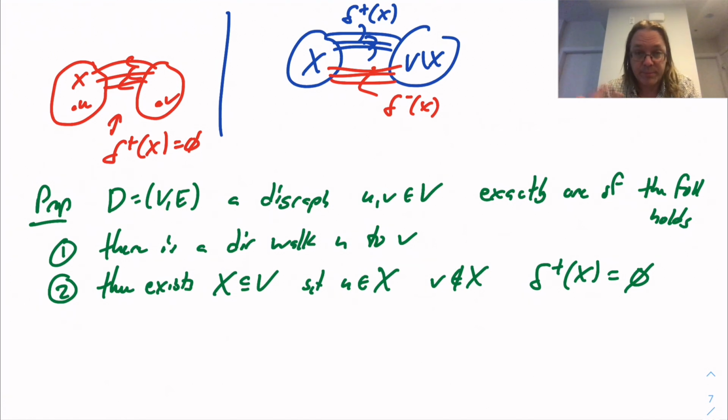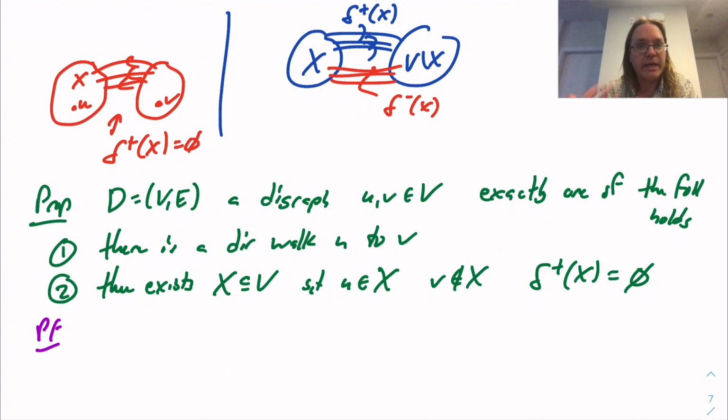Again, I'm tasked here with proving that exactly one of these two properties holds, but it should be clear that they're mutually exclusive. If you have this second property, there will not be a directed walk from U to V. So to complete the proof, I just have to show you that one of these two holds. So let's do that. This is pretty easy.